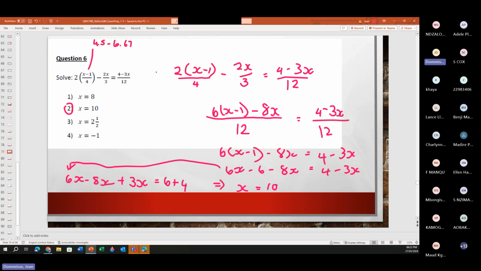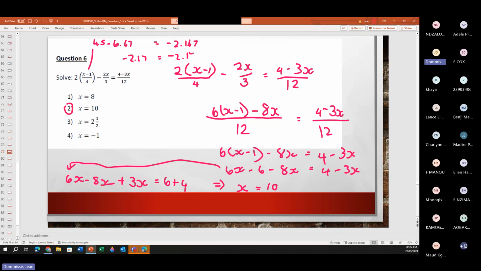But let's put it in there as well. 4 minus, okay, so 10 into the x, so 4 minus 30, divided by 12. That will need to give us minus 2.167. So if you say 4.5 minus 6.67, we get minus 2.17, which is equal to, and we round that off, 2.17.